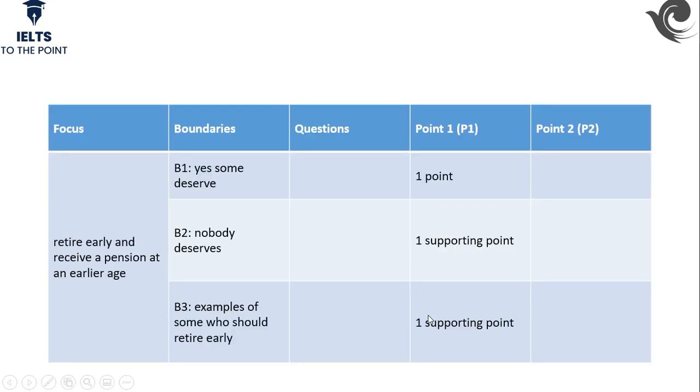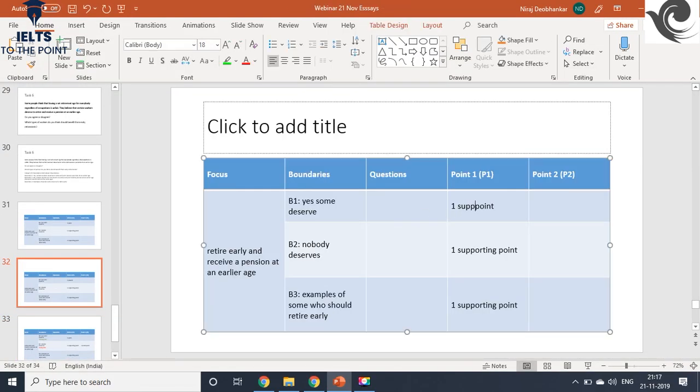Like boundary 1, yes, they deserve. Boundary 2, nobody deserves to retire early and have a pension. And boundary 3 could be examples of some who should retire early. One supporting point over here. All right, and then you can think about, at least to begin with, these 3 points.